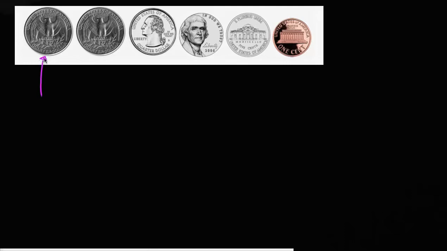Well, this is called a quarter or a quarter dollar. So it represents 25 cents. And we could write it out as 25 cents. But I'll just keep that one like that.